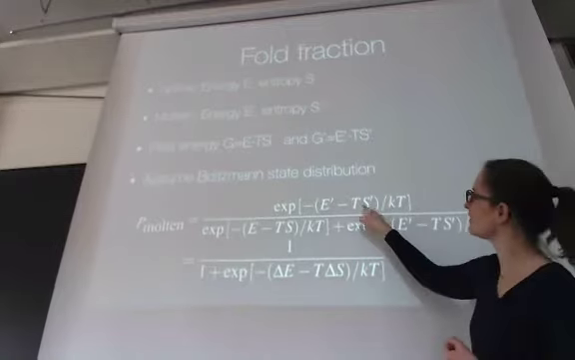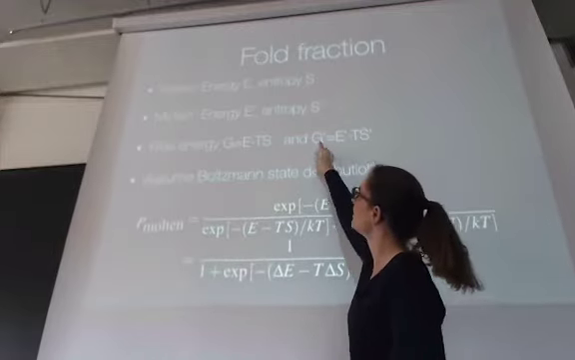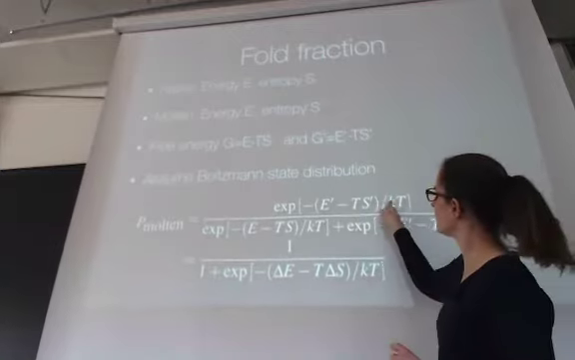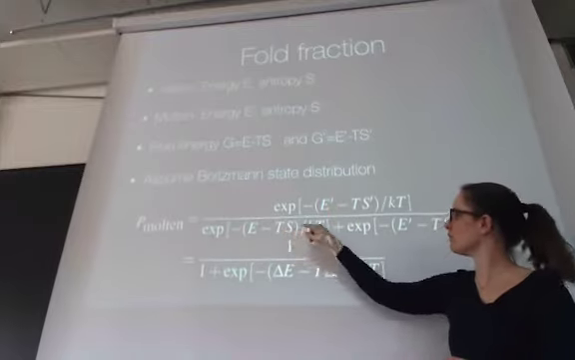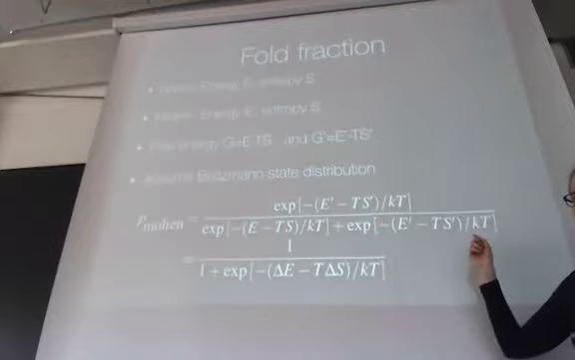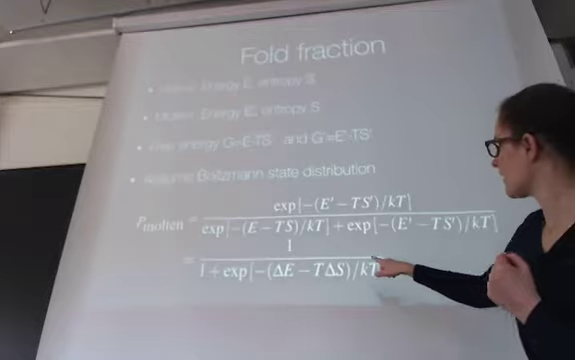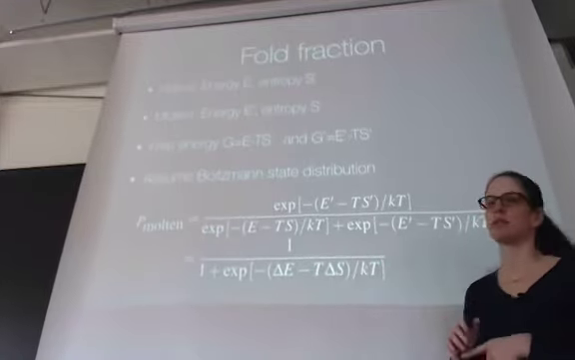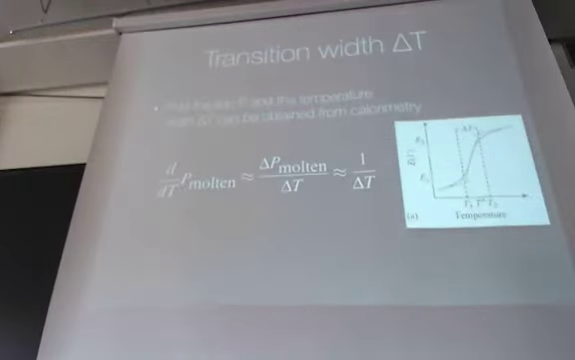So if we call G prime the free energy of the molten, and G the free energy of the native, then this is the molten divided by the sum of the Boltzmann weights of the native and the molten, yes? So we then just rearrange this to write it as the free energy difference, which is some energy plus or minus Ts, yes? This should be kind of simple at this stage.